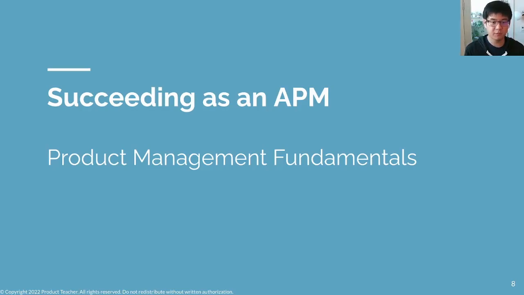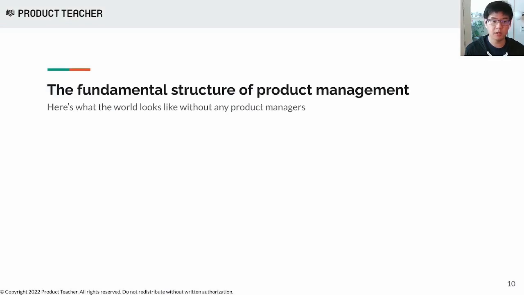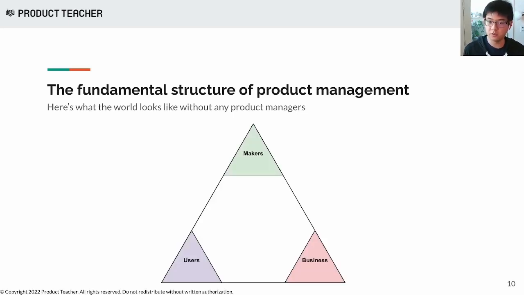Let's talk about the fundamentals of product management. So, what exactly is the role of the product manager? Well, it helps when we think about what the world looks like when there aren't any product managers. So, really, in the world, there are three core groups. They're users, businesses, and makers.